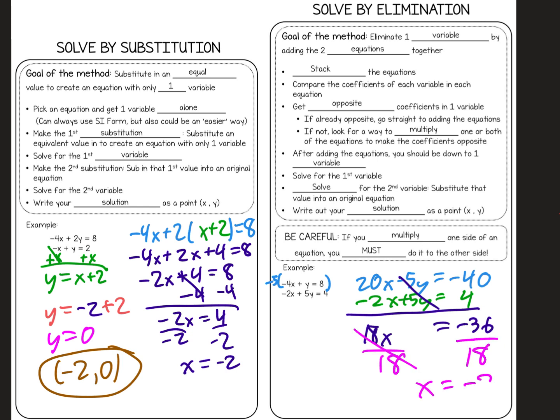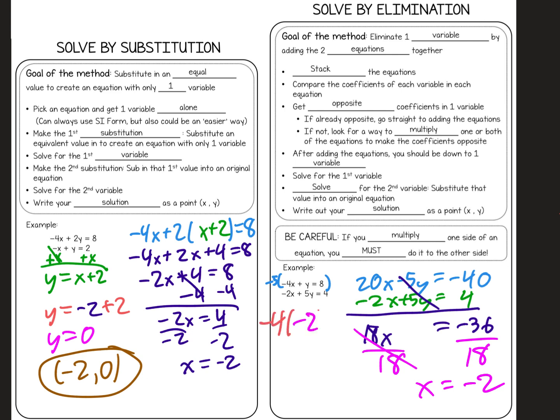Next, we are going to solve for the second variable. To do that, we will need to substitute the value for the first variable into the original equation. You can choose to substitute into negative 4x plus y equals 8 or negative 2x plus 5y equals 4. I am going to substitute into the top problem.